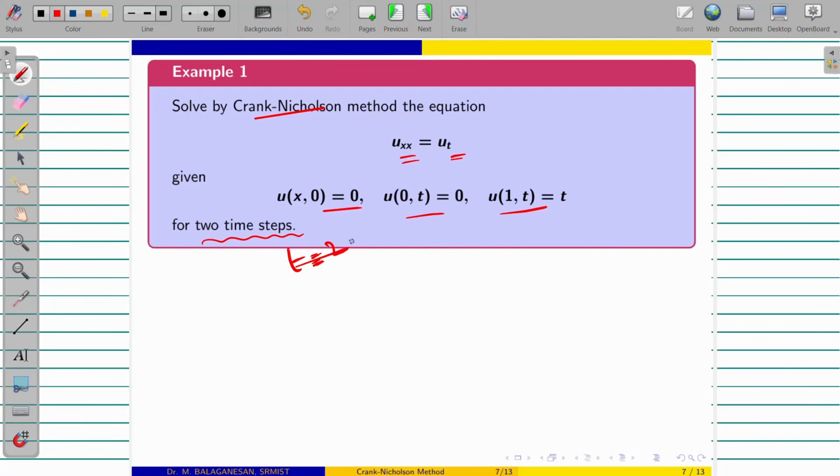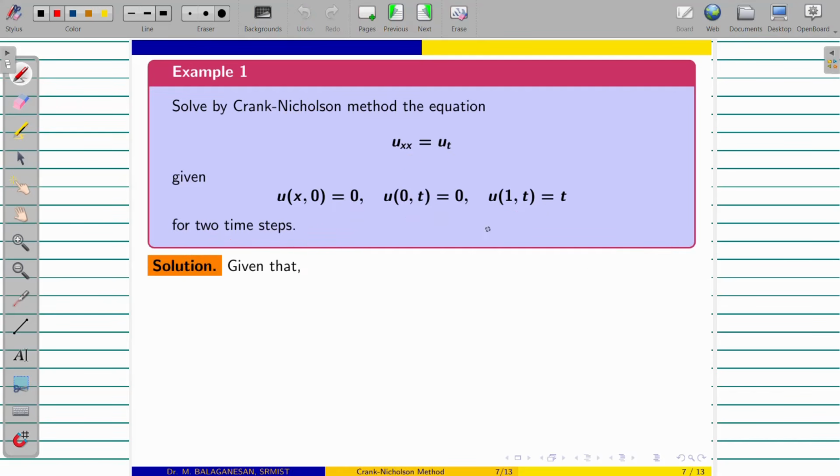Two time steps is nothing but, in the x direction 0, in the t direction also 0. This is the initial time step, the first time step, and the second time step. That's what they mean. Not t equal to 1 and 2, the difference will vary. So this is the initial time step, first time step, second time step. This is what it means. Up to 2 time steps we have to find here, not up to t equal to 2. That is wrong. Okay, clear?